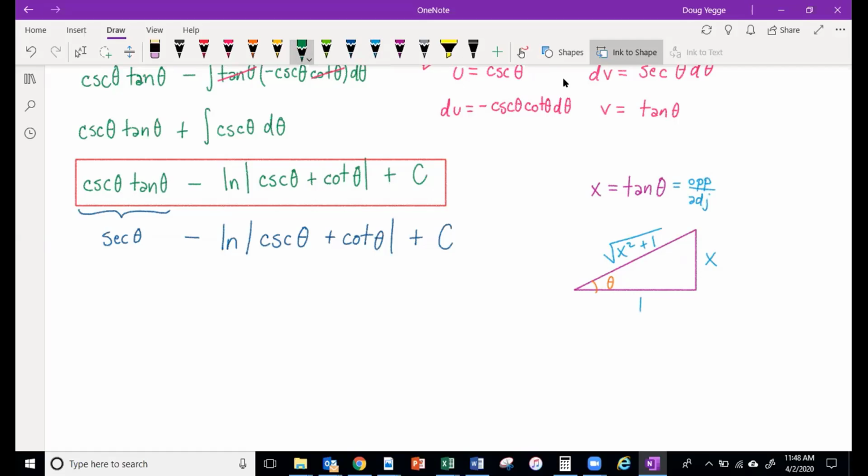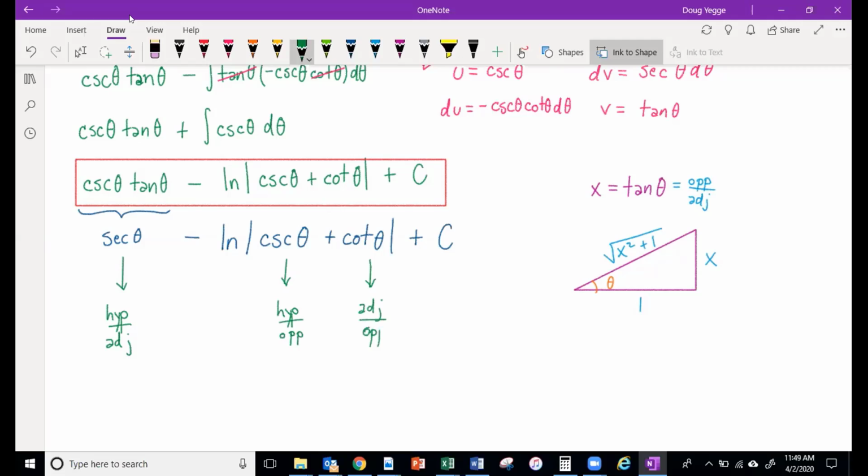Because if I want to find secant of theta, it's hypotenuse over adjacent. I'm screwing up here. So this right here, secant of theta is the hypotenuse over the adjacent side. It's the reciprocal of cosine. And then cosecant of theta is the reciprocal of sine. So that's going to be the hypotenuse over the opposite side. And I know the cotangent is going to be the adjacent side over the opposite side.